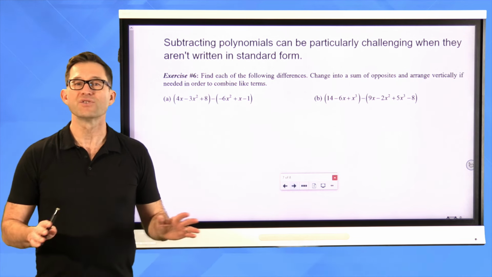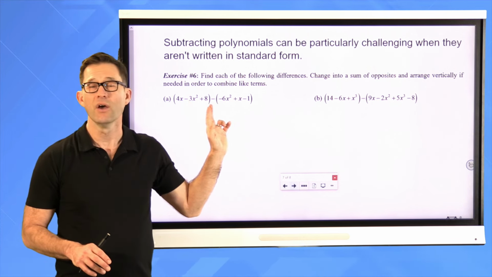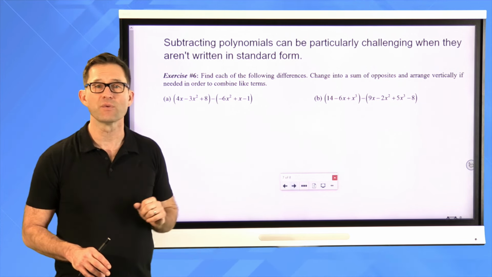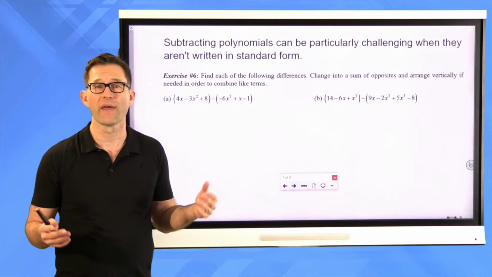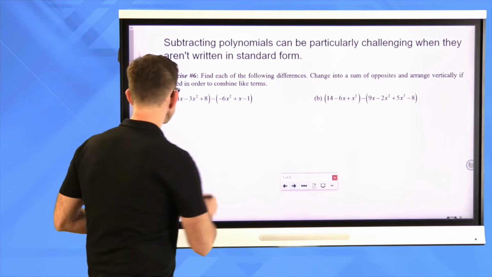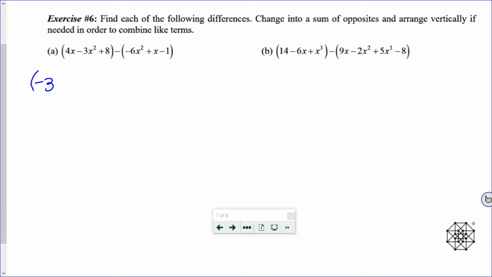All right, so in the first problem, I've got 4x minus 3x squared plus 8. One of the immediate issues is that first one's not written in standard form. Not a really big deal. A lot of people can handle that without rewriting it. But I'm going to actually rewrite this first one. Let me bring this up to the top. As negative 3x squared plus 4x plus 8.